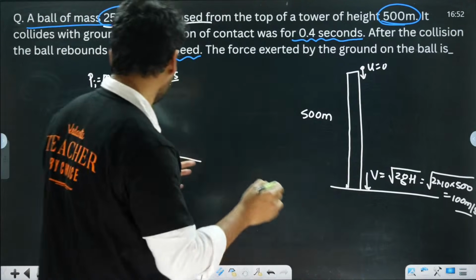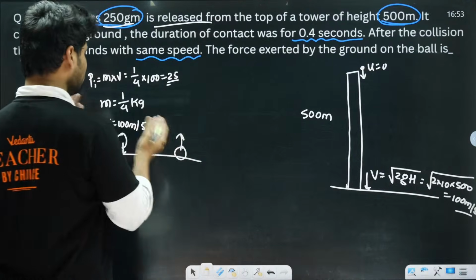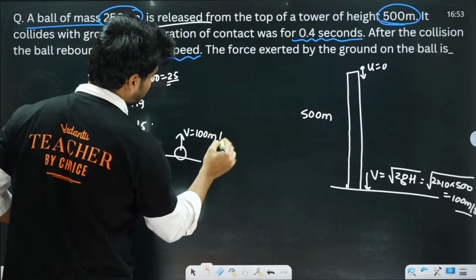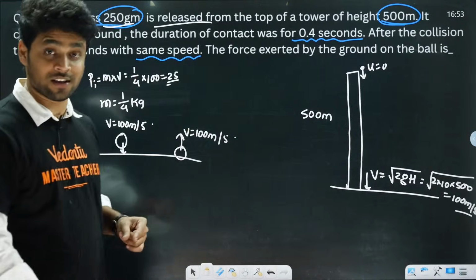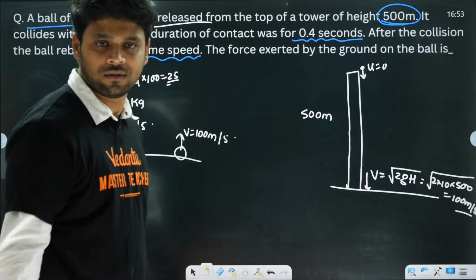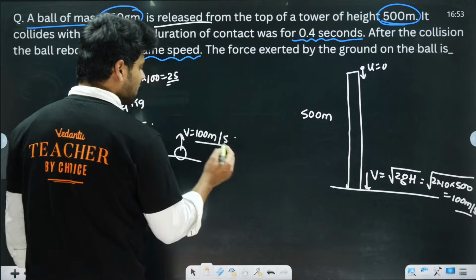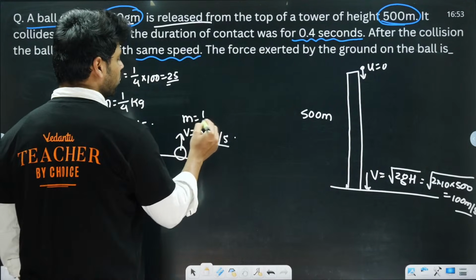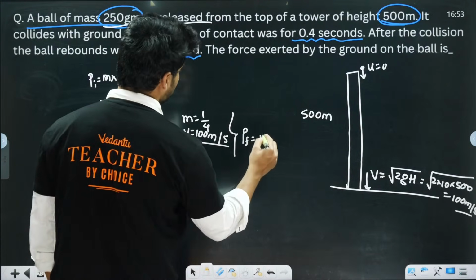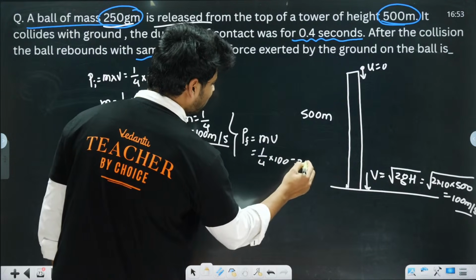ఫైనల్ కేసులో వాట్ ఈస్ హ్యాపెనింగ్ ఇన్ ద ఫైనల్ సినారియో, ద బాల్ ఈజ్ రీబౌండింగ్ విత్ ద సేమ్ స్పీడ్. అంటే ఇక్కడ కూడా సేమ్ స్పీడ్ ఉంటుంది. v is equals to 100 meter per second. చూసుకో. రైట్. గుడ్. వెరీ గుడ్. సో ఫైనల్ స్పీడ్ ఈజ్ 100 meter per second, కానీ మాస్ కూడా సేమ్, 1/4, అంతే కదా. సో ఫైనల్ మొమెంటం చెప్పండి అందరికి. సో PF is equals to మాస్ ఇంటూ వెలాసిటీ అంటే 1/4 into 100. సేమ్ అంటే 25.